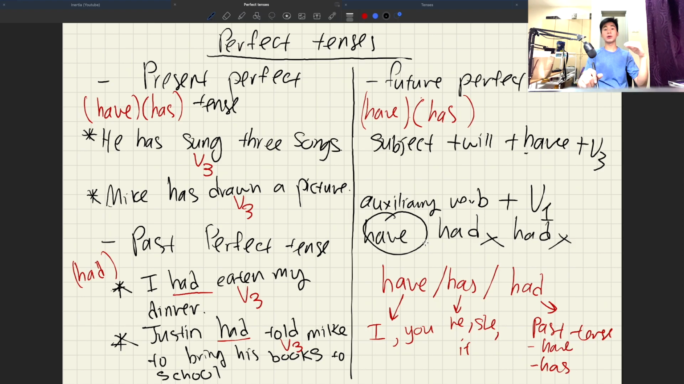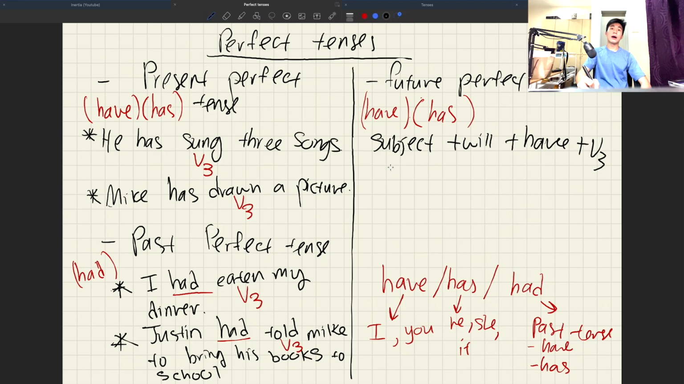So always remember, if you see an auxiliary verb, the following verb must be in the base form. So eat, ate, eaten, okay? So have, had. So sing, sang, and sung. So let's get back to where we had stopped just now.